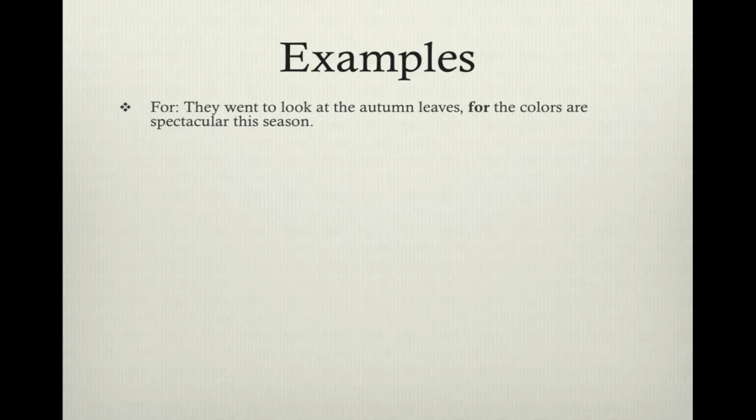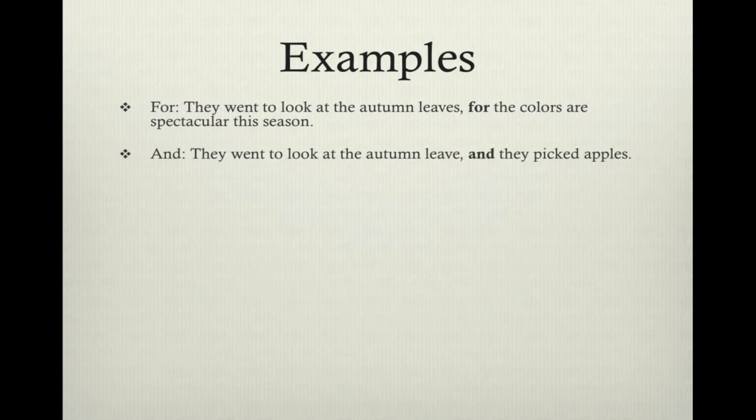Alright, in this example of for, we have our subjects and our verbs, and in compound sentences, because we have two independent clauses put together, we're going to have two separate subjects and two separate verbs, okay? That's very important. And here I'm using the coordinating conjunction for to express reason. So why did they go to look at the autumn leaves? The reason is the colors are spectacular this season. Here's my cause, here's my effect.